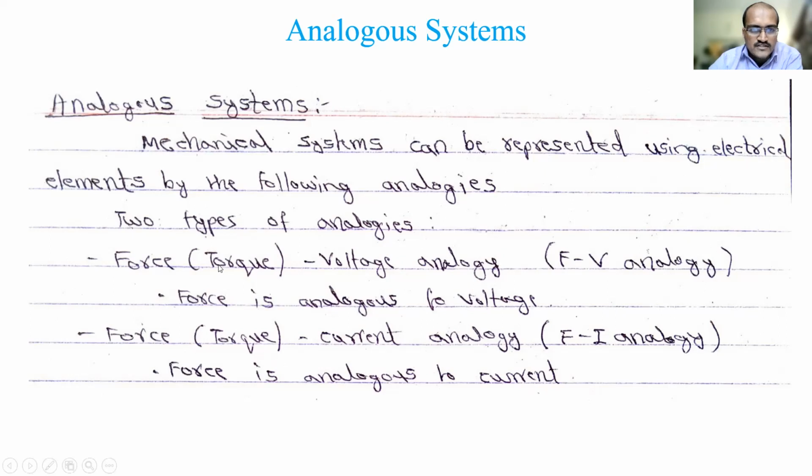Similarly, if you have a rotational system, we call it the torque voltage analogy, or TV analogy, and the torque current analogy. But normally in the question paper they won't use these terms. Even if you have a rotational system problem, they call it the FV or FI analogy only, or else they will mention torque voltage or torque current. We'll see a set of problems and do all the important questions, so don't worry about that.